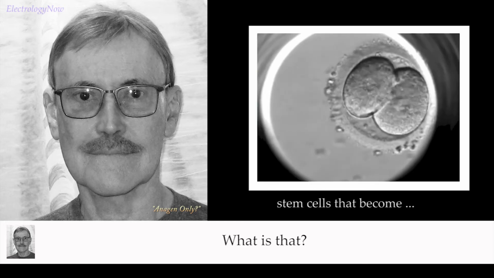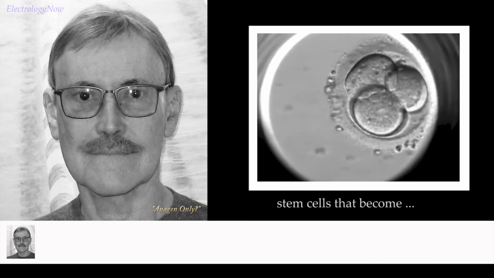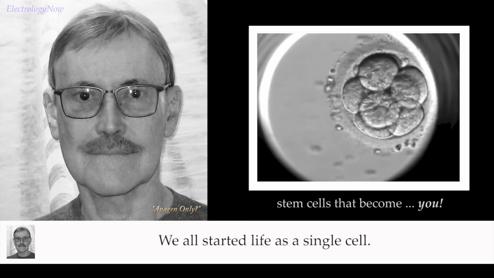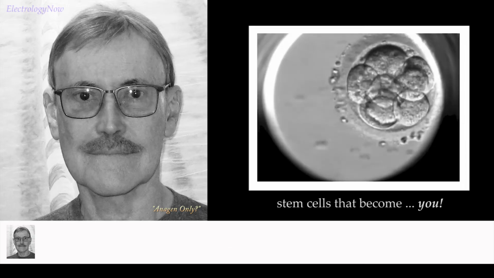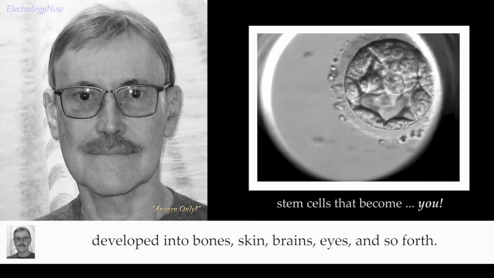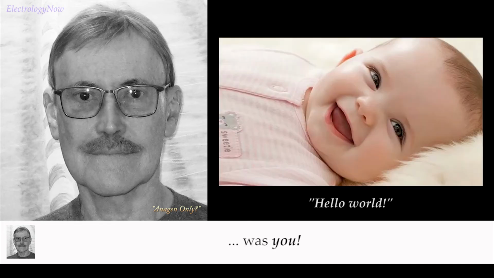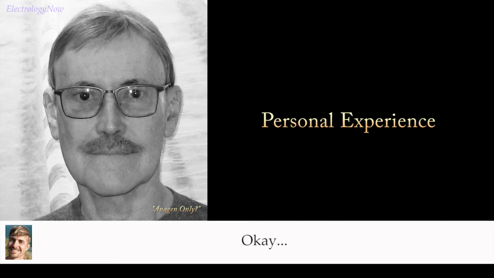Look at this. What is that? Well, that's you. We all started life as a single cell. Then the cells multiplied and developed into bones, skin, brains, eyes, and so forth. And the final product was you. If stem cells can grow a whole person, don't you think they'd be able to grow a new hair and follicle? Okay, so to better visualize stem cell growth, let's talk about something we've all experienced.